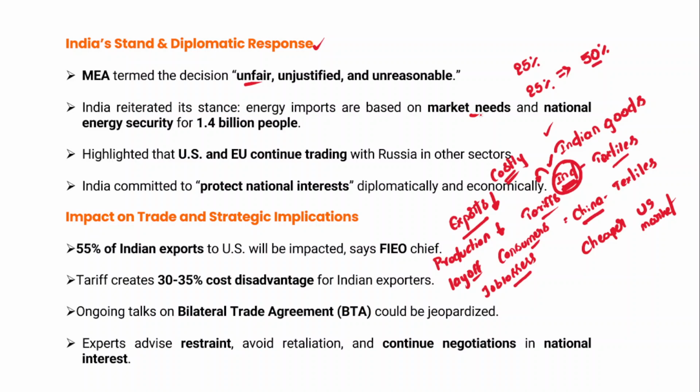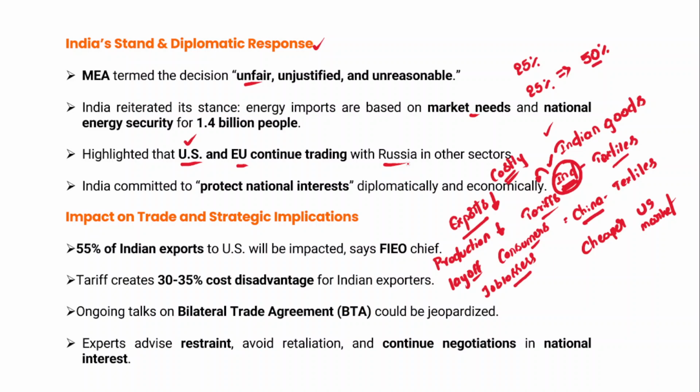But President Trump specifically imposed tariffs on India. So therefore, India also highlighted the US and the European Union. So they continue trading with Russia. Even the US is also importing fertilizer and uranium from Russia. So despite that, Trump focused on India. So Trump imposed tariffs on Indian goods.